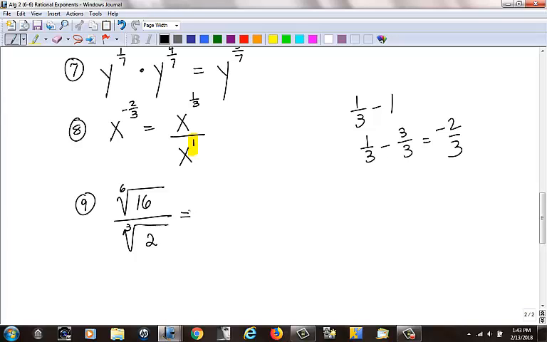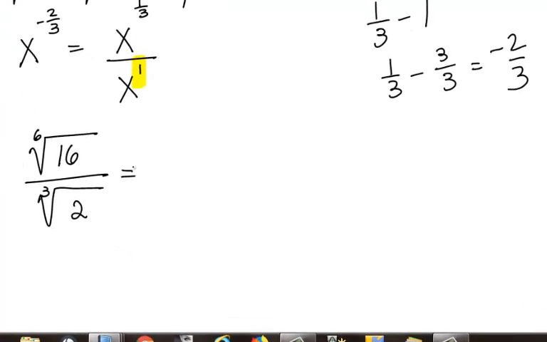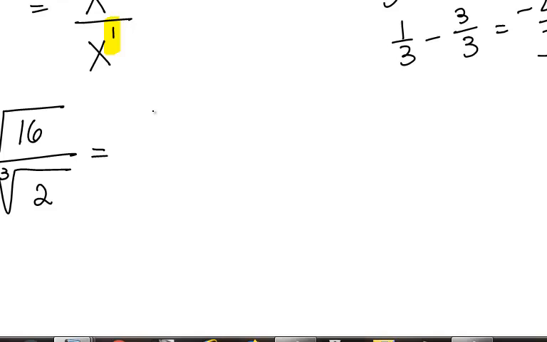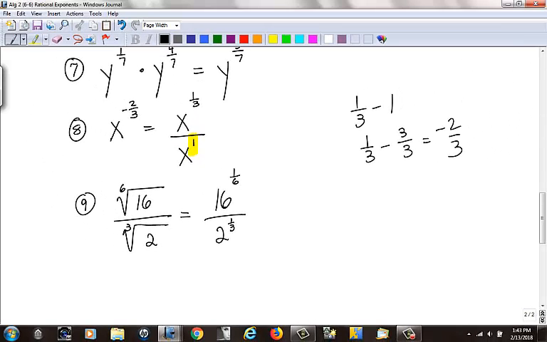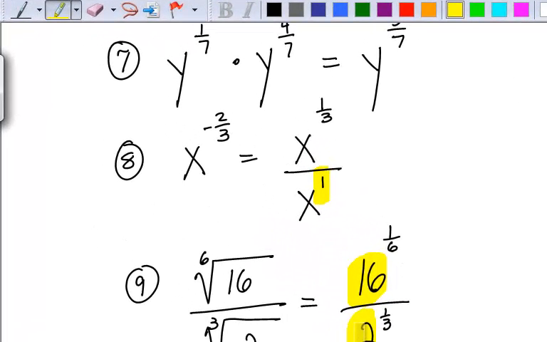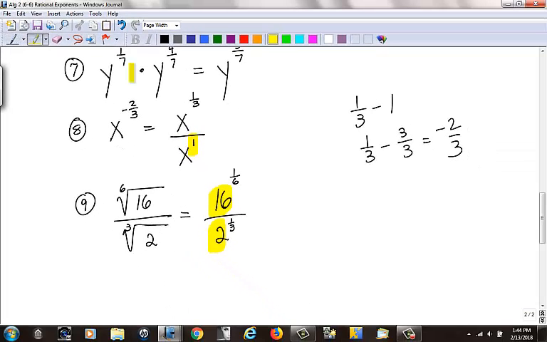So if you're in radical form, you go to exponential. The 6th root of 16 would be 16 to what power? 1 over 6. The cube root of 2 would be 2 to the 1/3 power. Now, the little trick to this is you need these two bases to be the same. Much easier to go smaller. So 16 is 2 to what power? Yeah, 2 to the 4th.